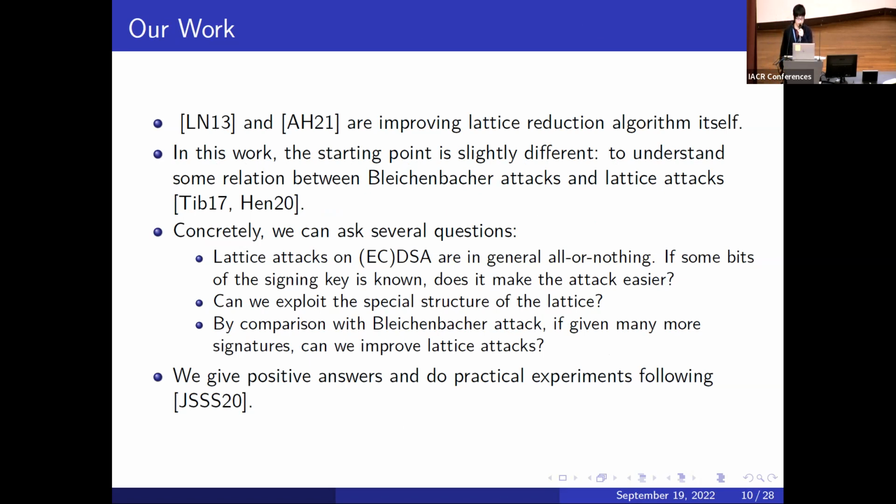First, the lattice attacks on ECDSA are generally all-or-nothing. So if some bits of the signing key are known, does it make the attack easier? Secondly, can we exploit the special structure of the lattice? And thirdly, by comparison with the Bayesian Bleichenbacher attacks, if given many more signatures, can we improve the lattice attacks? We'll give positive answers to these questions and do practical experiments following Minerva.